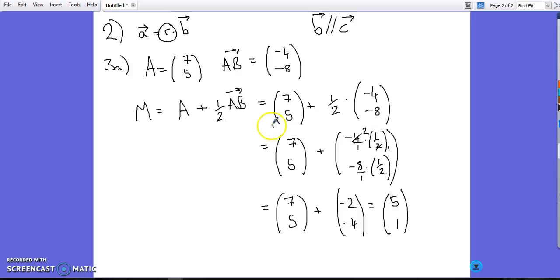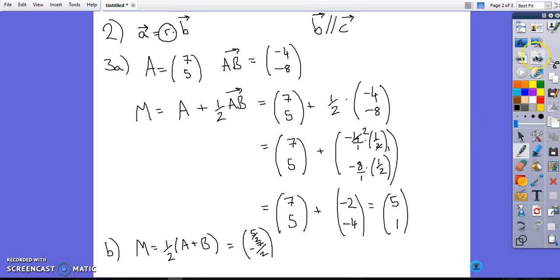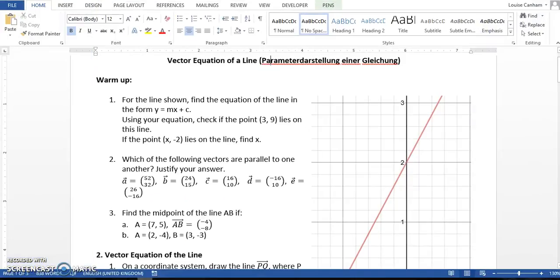For B, we're given A and B, and I'll leave that one as an exercise to you, remembering that the formula for the midpoint is a half times A plus B, if you have the coordinates of 2 points. And you can put those in there, multiply what you get by a half, the process that we did here, and you should get your midpoint out as being 5 halves and minus 7 halves. So 2 fractional components to your vector there. So that's the warm-up done. Let's move on then to the bulk of what we need to do.